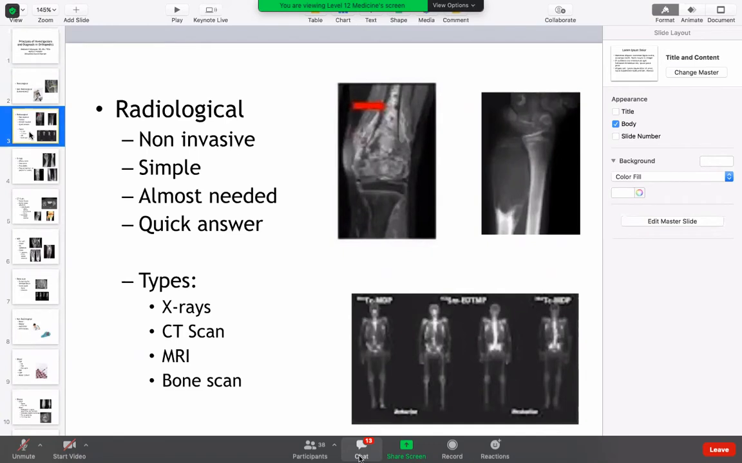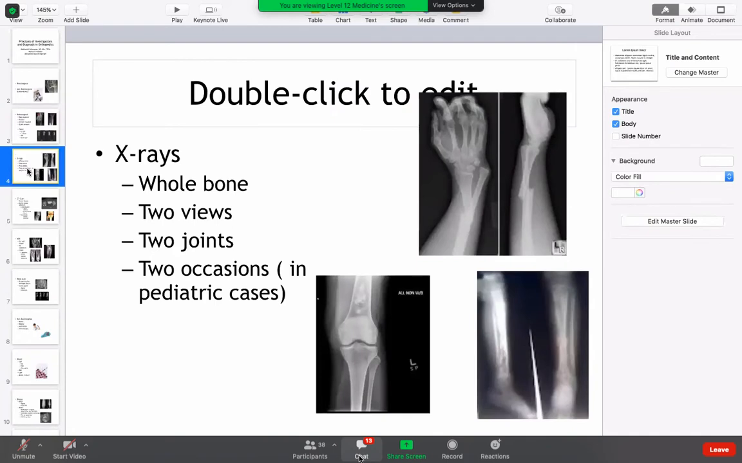So there's X-ray, CT scan, MRI, bone scan. The simplest form of imaging in orthopedics is plain X-rays. Usually, you should image the whole bone. Make sure you get two orthogonal views. Orthogonal means 90 degrees to each other. And then you should check a joint above and a joint below.